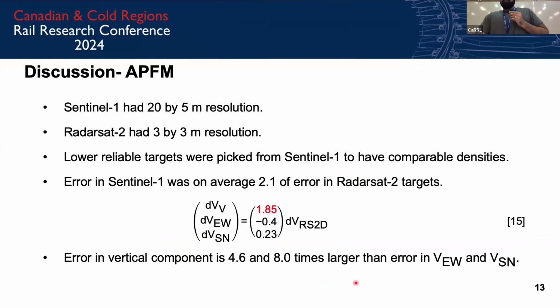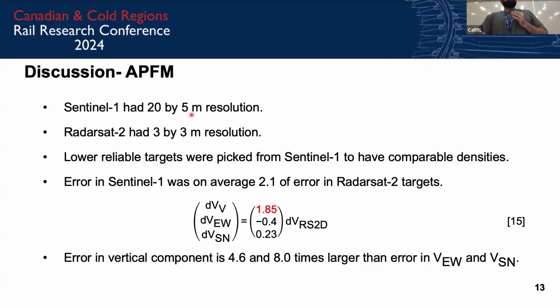How about the steeper travel angle as interpreted by APFM? So it is very important to remember that the images that we used had different resolutions. One of them had 20 by 5, and the other one had 3 by 3. And so we had to lower the reliability threshold for Sentinel-1 to get a comparable density of points between these two displacement maps from these two satellites. And so that means that one of them had a lower accuracy.